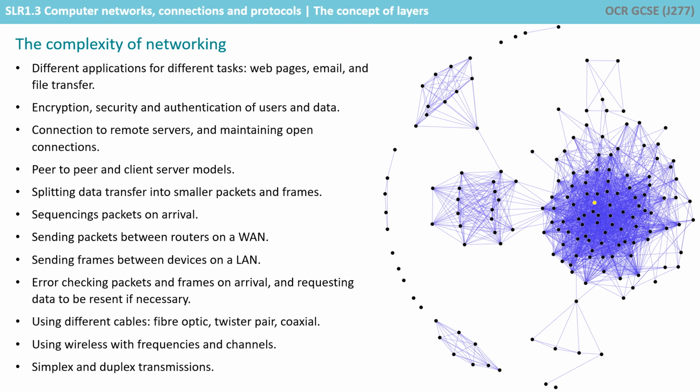We might be using different types of cable like fibre, twisted pair and coaxial. And we might be using wireless with frequency and channels. And we might be transmitting data in one direction or both directions one at a time or both directions simultaneously, which is known as duplex.